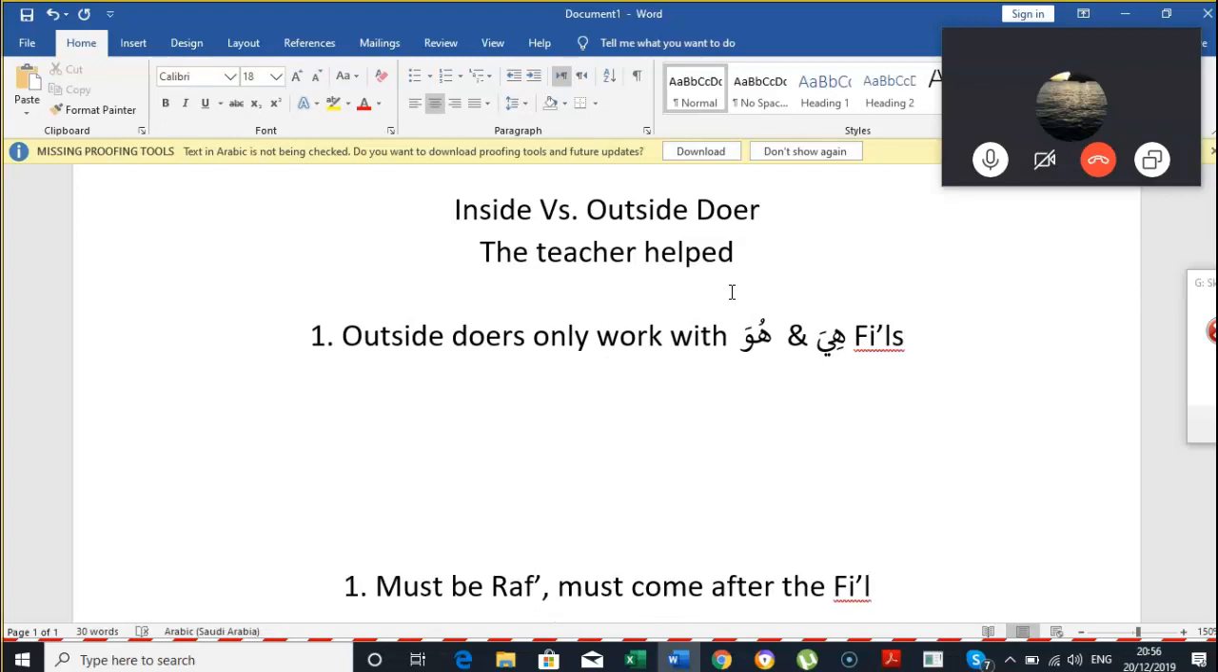Okay, write this down. It's not going to make full complete sense right now. Outside doers only work with huwa and hiya fi'ls, basically huwa and hiya versions. So will it work with nasara? No, it only works with which fi'ls? Huwa and hiya. Is it going to work with nasaru? If I have nasaru, is there a possibility of having an outside doer? Why not?